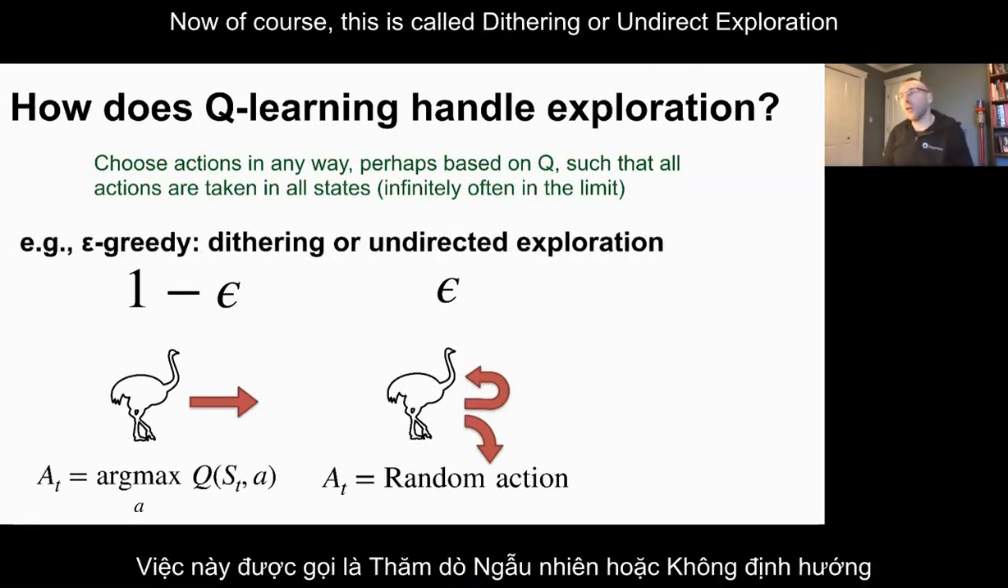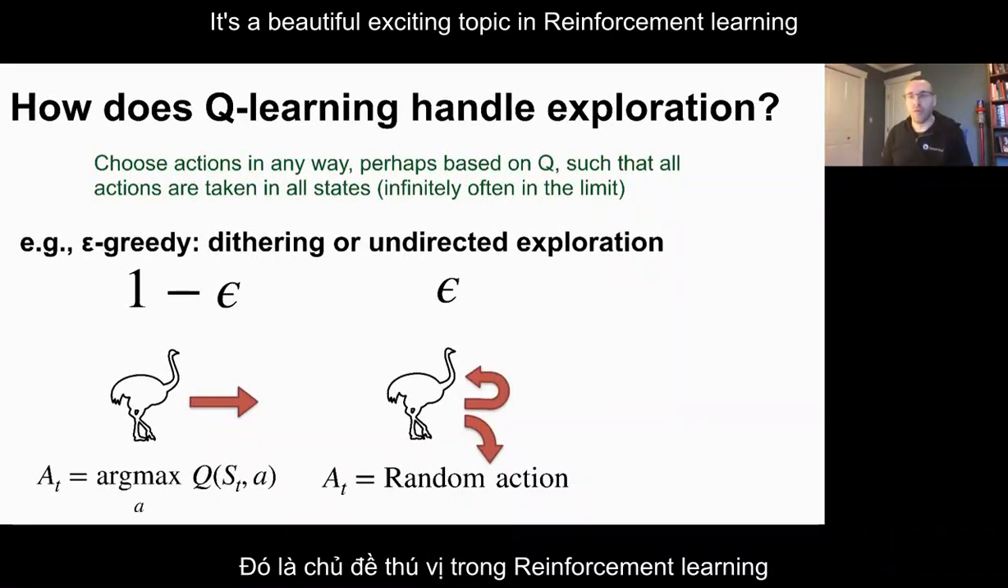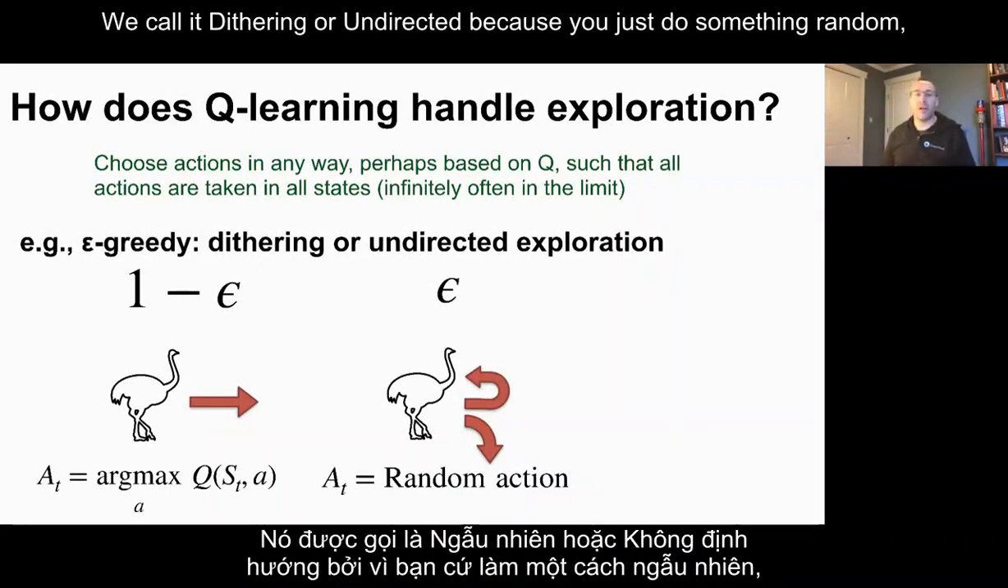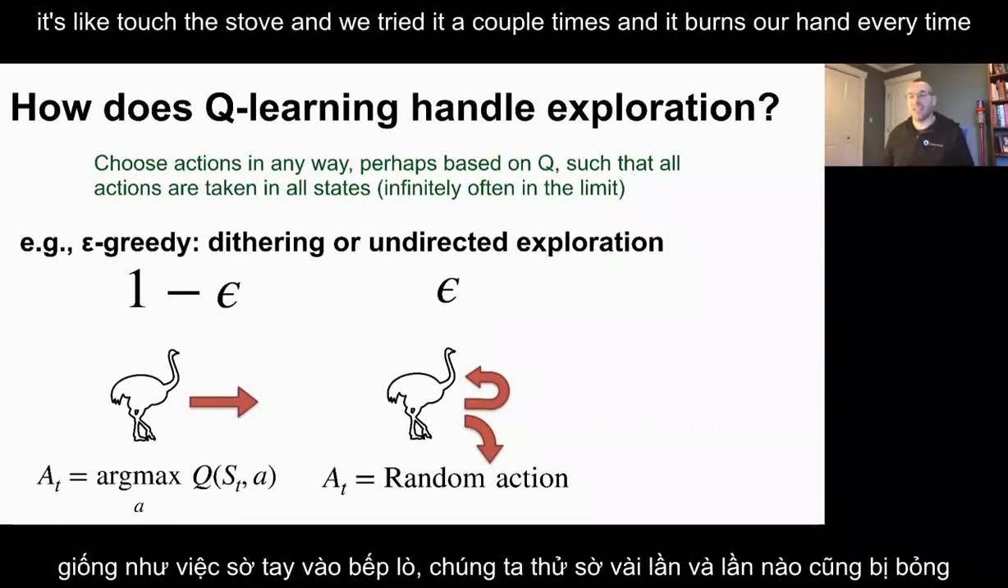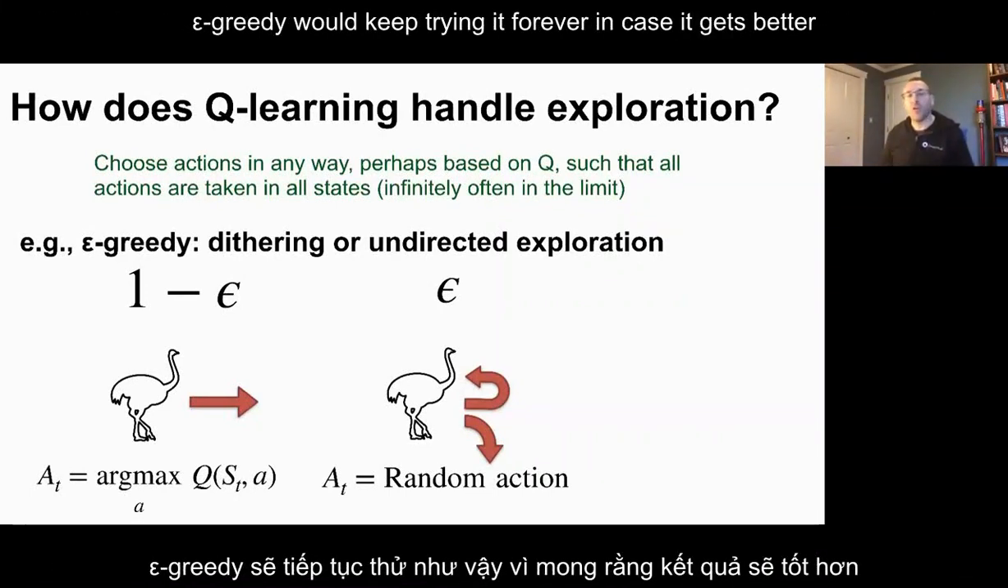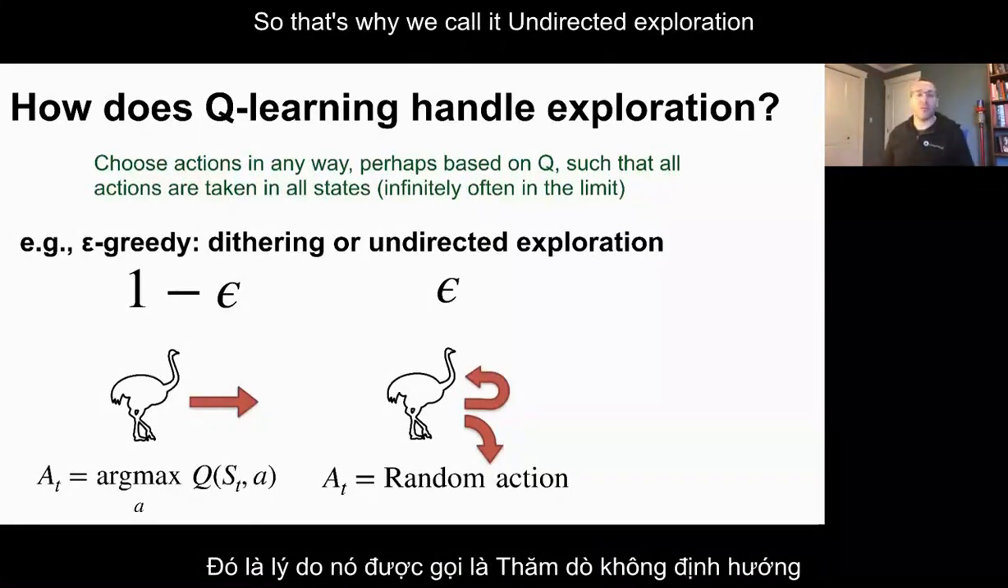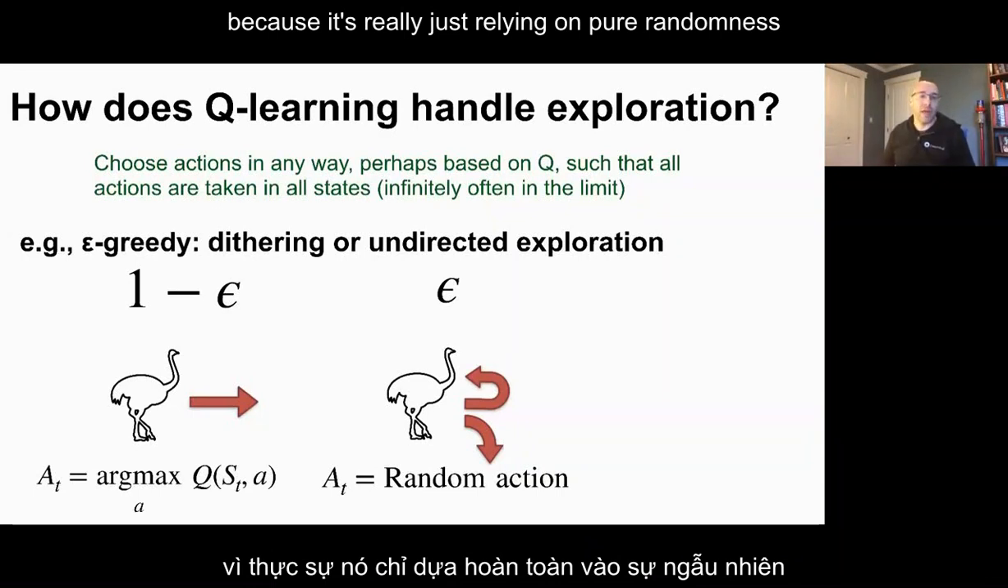Now, of course, this is called dithering or undirected exploration. It's a beautiful, exciting topic in reinforcement learning. We call it dithering or undirected because you just do something random. We might know that one of the actions in this state is really bad, like touching the stove. We tried it a couple of times and it burns our hand every time. Epsilon greedy would keep trying it forever in case it gets better. So that's why we call it undirected exploration, because it's really just relying on pure randomness.